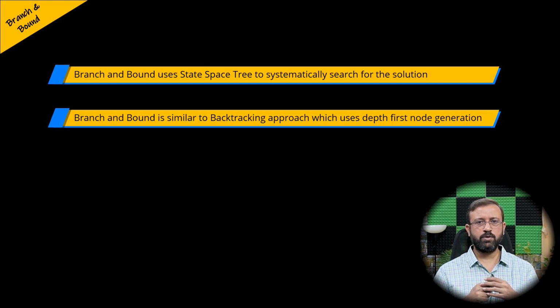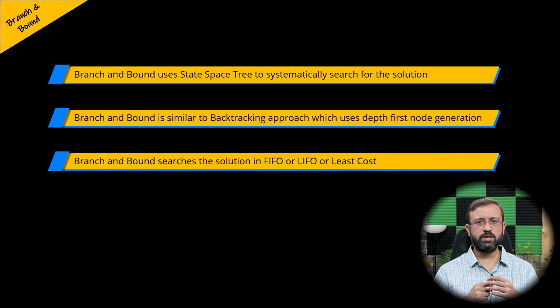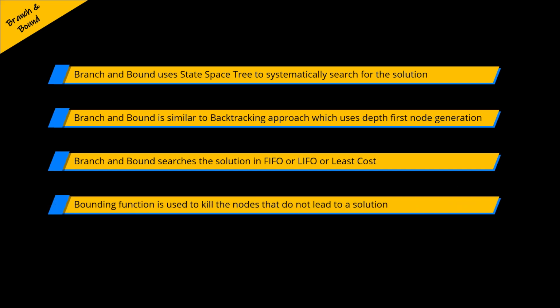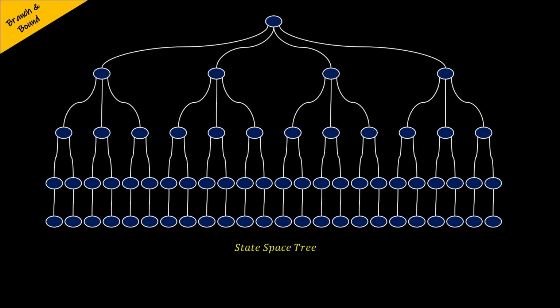In the branch and bound approach, we use the same tree organization known as the state space tree. But unlike backtracking, branch and bound searches the tree for the solution in either a breadth-first search manner called FIFO search, a depth search manner called LIFO search, or a least cost manner. The bounding function is used to kill the nodes that do not lead to a solution. The common state space tree organizations are either subsets or permutation trees, the same as what is used in backtracking. The branch and bound approach is used to solve minimization problems.